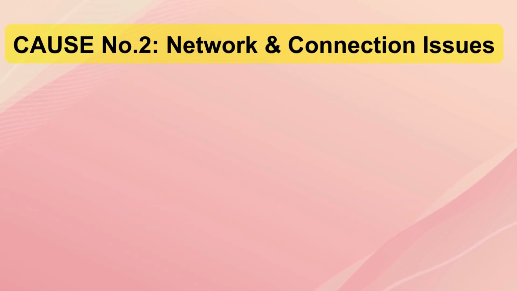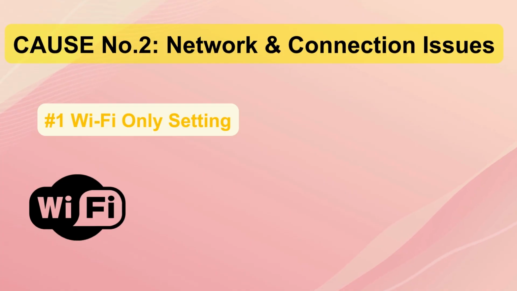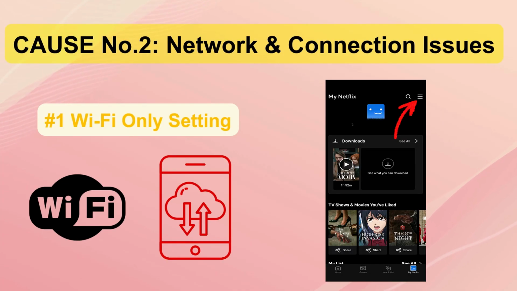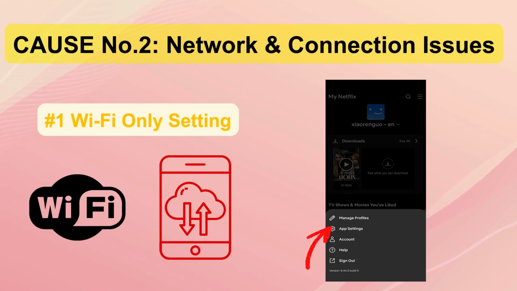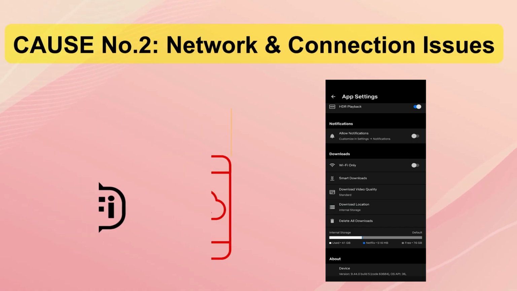Cause number 2, network and connection issues. Wi-Fi only setting. By default, Netflix is set to download over Wi-Fi only. So if you're on mobile data, nothing will download. You can go to app settings, find downloads, and toggle off the Wi-Fi only option, or just connect to Wi-Fi.